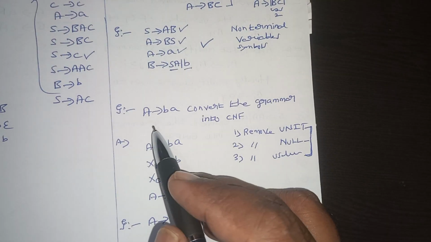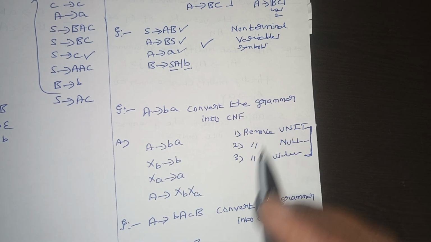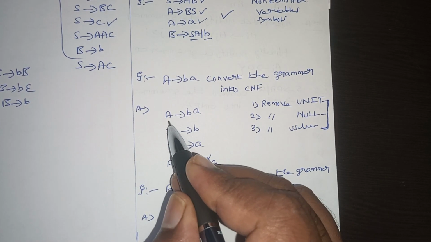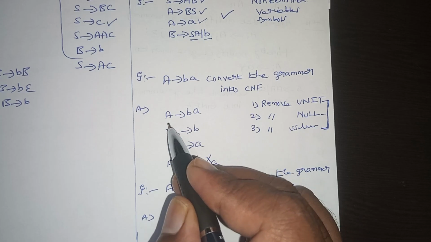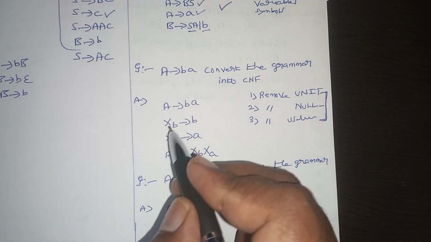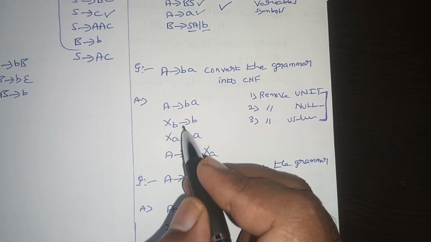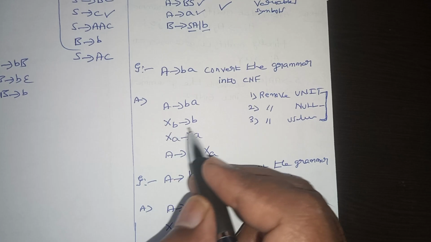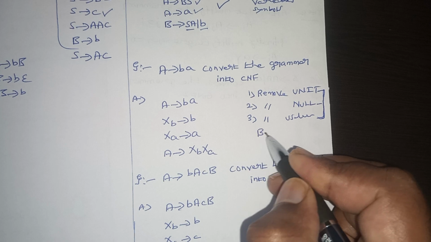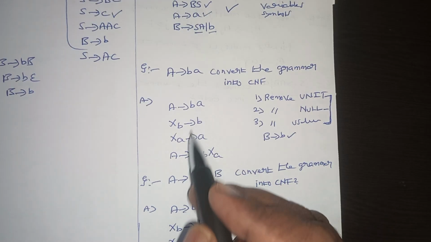Now what they will give: A tends to BA, convert the grammar into Chomsky normal form. You take whatever format you want. I am taking here A tends to small b a. Now I am assuming X_b equals b. You assume B tends to small b, your choice. Next, again I am assuming X_a tends to small a.